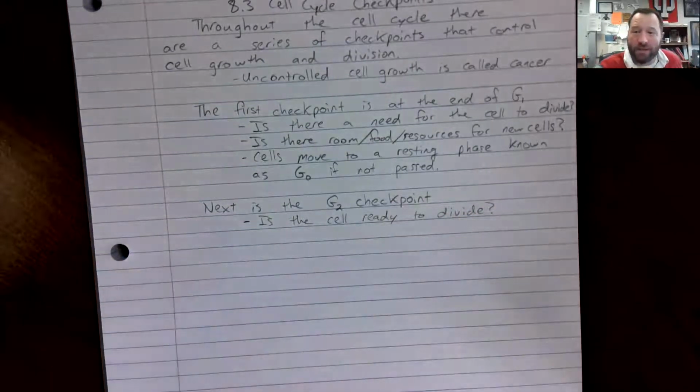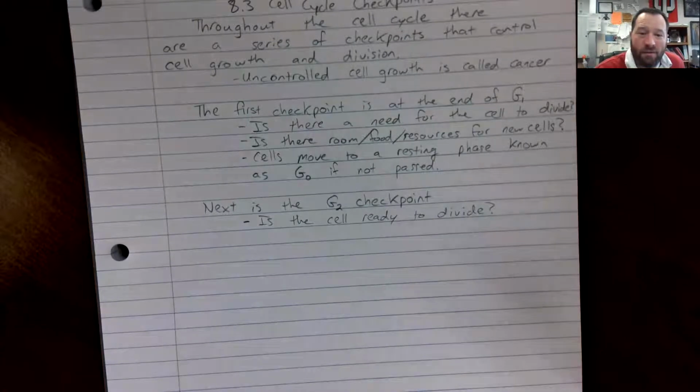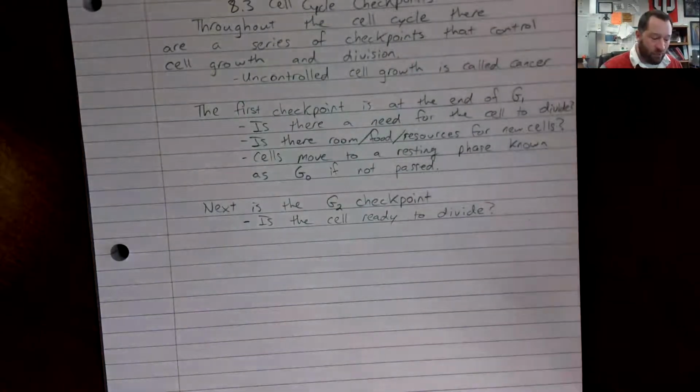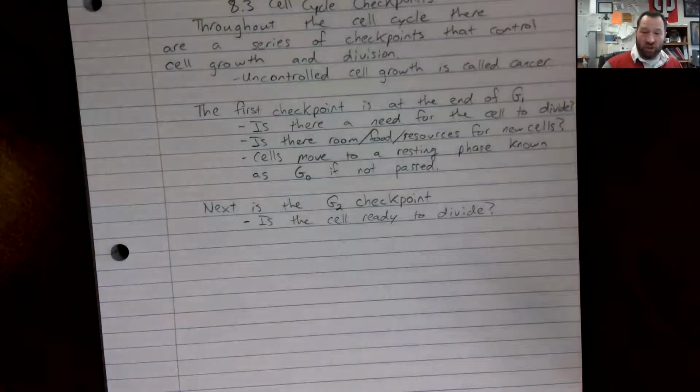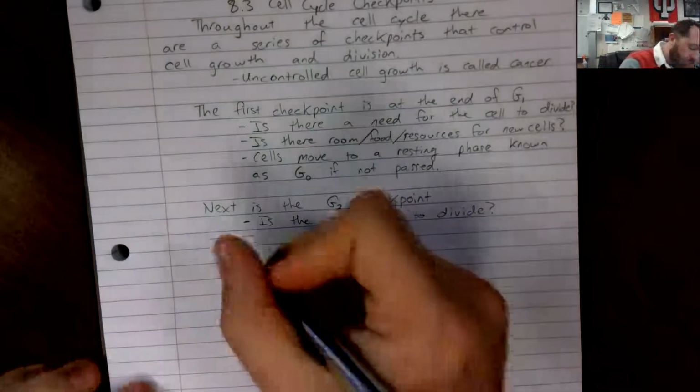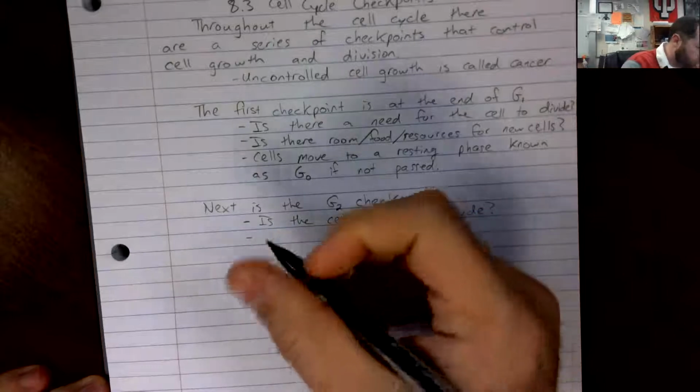Is the cell ready to divide? Has it made enough organelles that when it splits in half, you're going to have two new daughter organelles? Is it big enough? Is it large enough? So that's the first question. Second question, and this one's super important.